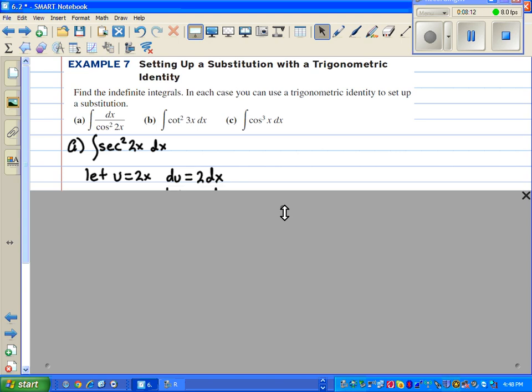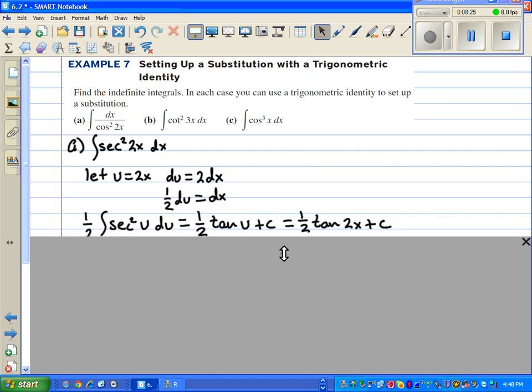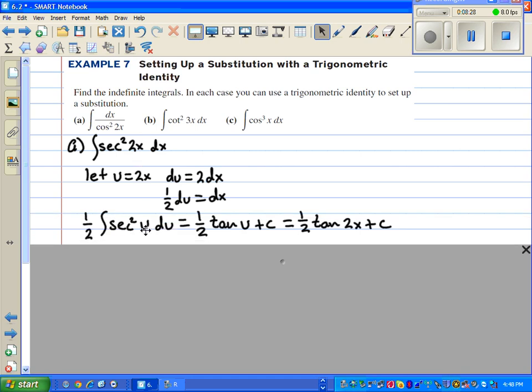Well, I don't have a 2 dx, so we divide. There's no 2 dx in the original integral. We divide by 2, we have 1/2 du, and the dx is replaced with 1/2 du, and I will replace the 2x with the u. We do know what we take the derivative of to get secant squared. It's tangent, and the 1/2 kind of just comes along with it. We have plus c, and in the end we have 1/2 of tangent of 2x, so we replace the u with the 2x. Once again, we didn't start with u's. We can't end our problem with u's either.